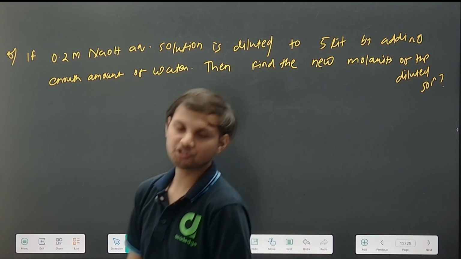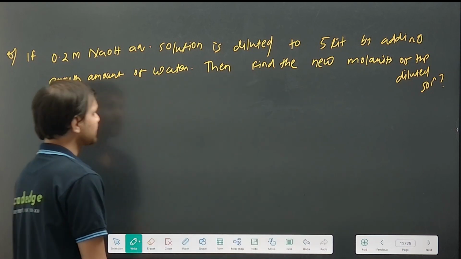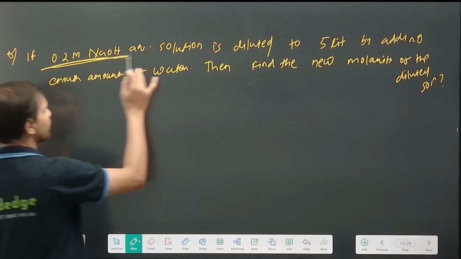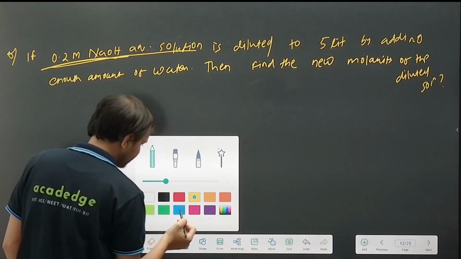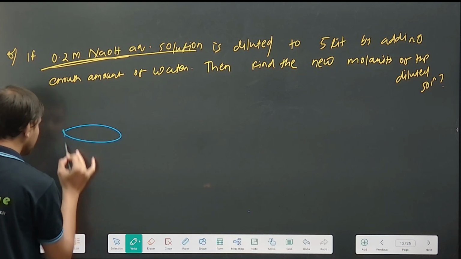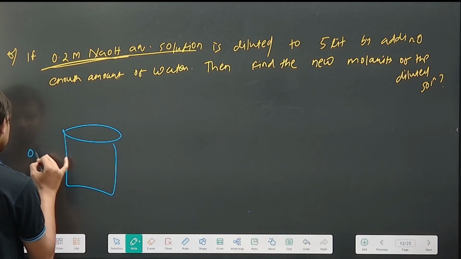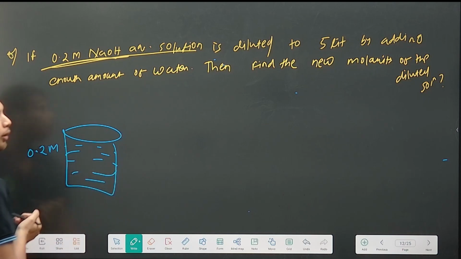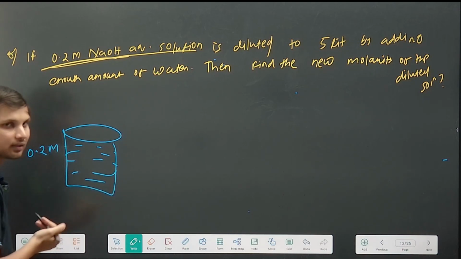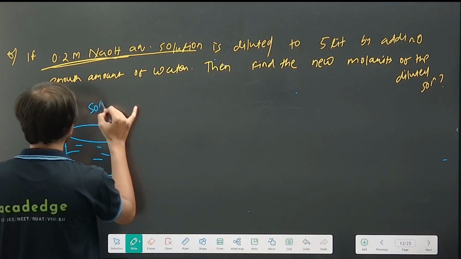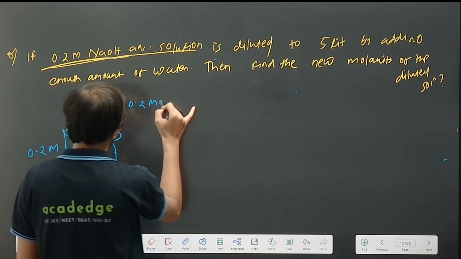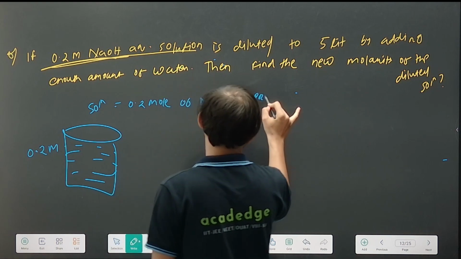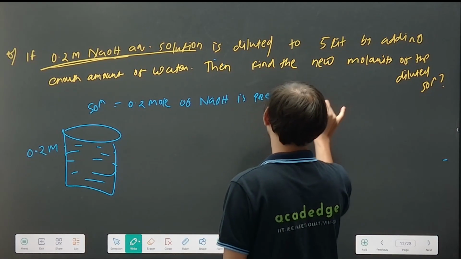Okay? A simple question is given to you, that is, 0.2 molar sodium hydroxide aqueous solution. So here you are given that there is a solution number 1, which is 0.2 molar NaOH aqueous solution. That means 0.2 mole of sodium hydroxide is present in 1 liter of solution. I can easily write solution number 1 equals 0.2 mole of sodium hydroxide is present in 1 liter of solution.